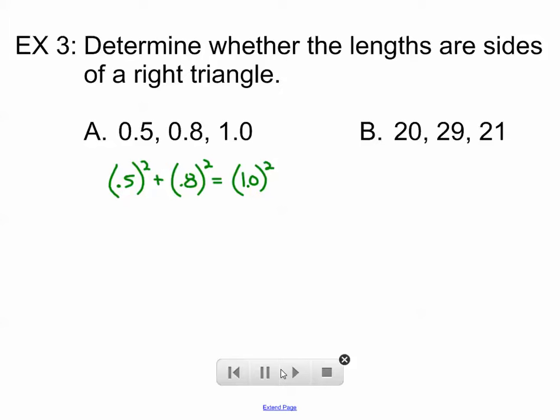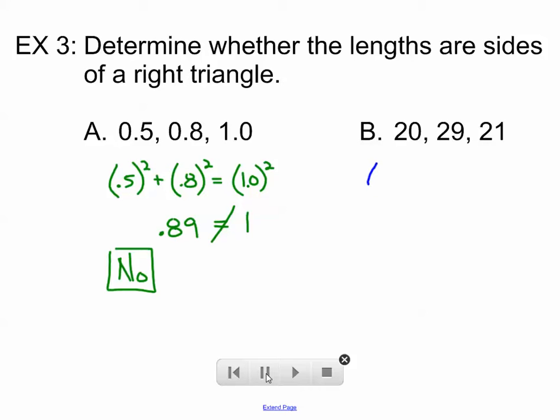Okay, so 0.5 squared plus 0.8 squared is 0.89, and 1 squared is 1. Since these are not equal values, these are not the sides of a right triangle. Might be a triangle, but not a right triangle.